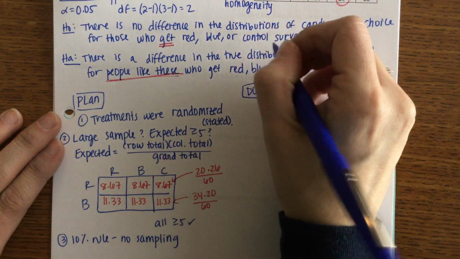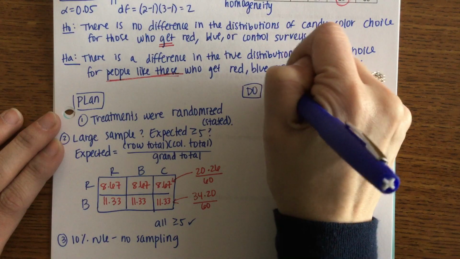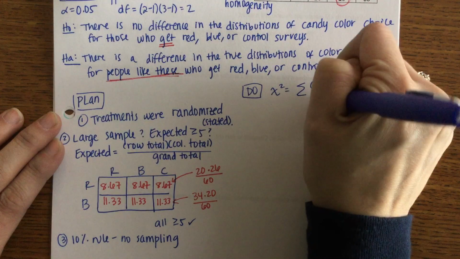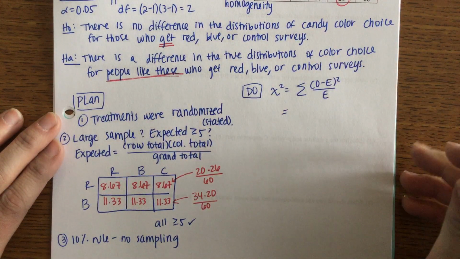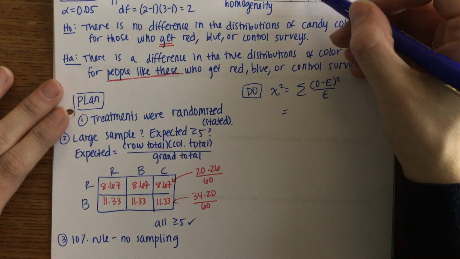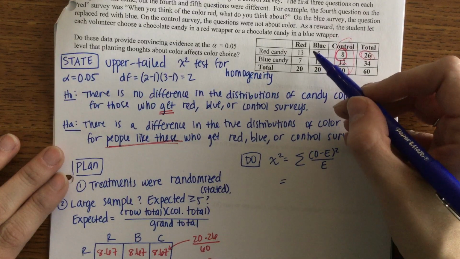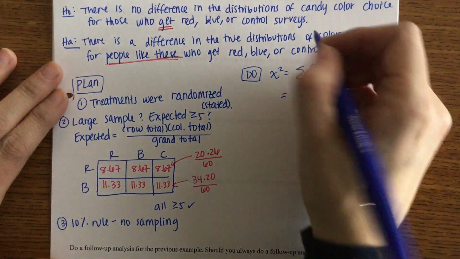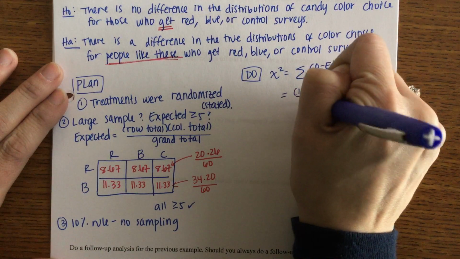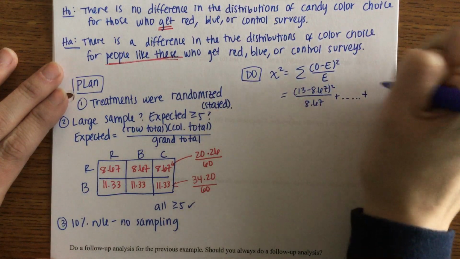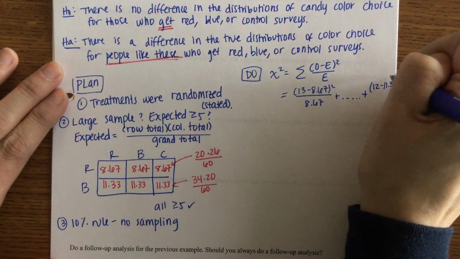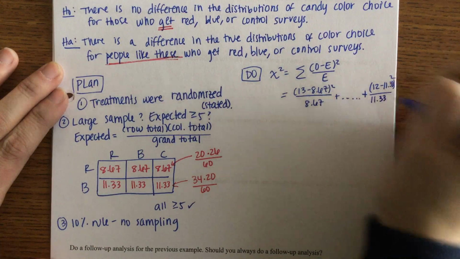Okay, now to actually carry out the test. So first thing, you're going to write the formula like you did before. You're going to do your substitution. So observed minus expected. The first observed in the table is 13. So I'm going to do 13 minus 8.67 squared over 8.67 plus, all the way to the last one, which is 12 minus 11.33 squared over 11.33.